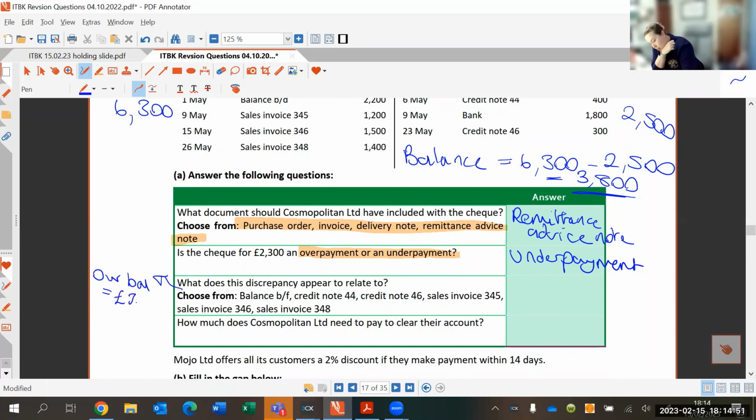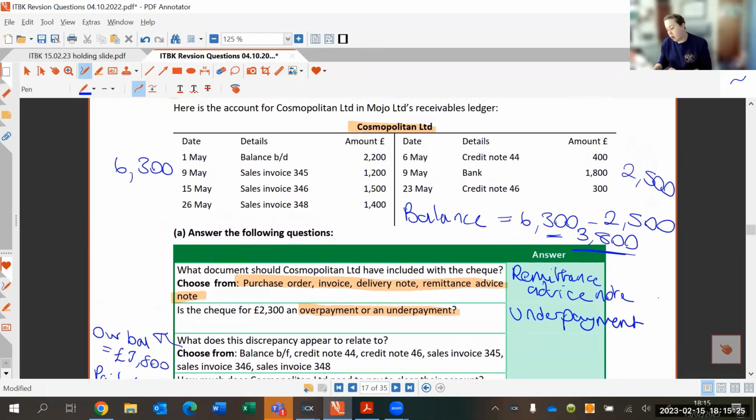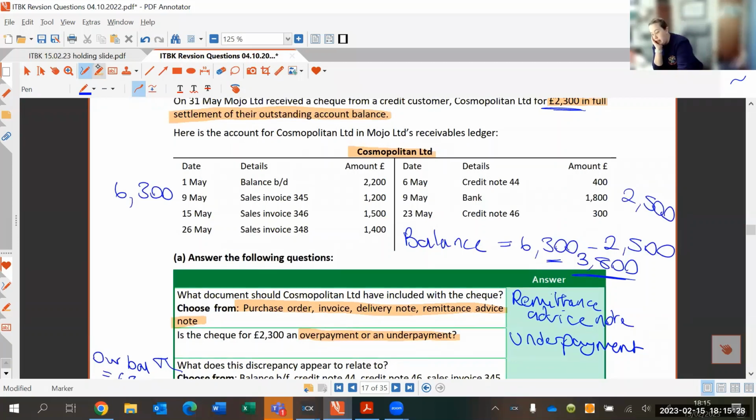So our balance was 3,800. They've paid 2,300. So if we work out the difference between those two, that will maybe help us to do our detective work and work out which invoice or credit note, or might be more than one, has been missed. So if we do 3,800 minus the 2,300, we get 1,500. So what I would then do, that's what's left, that's what they need to pay. So have we got anything on our account that links to that £1,500?